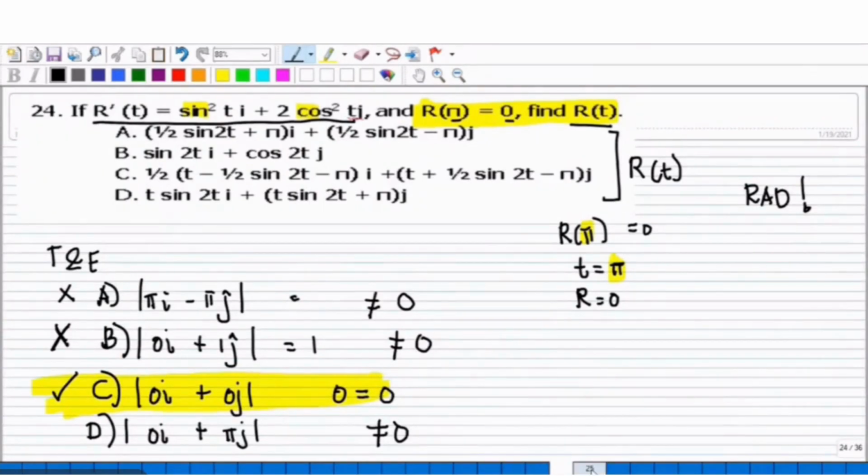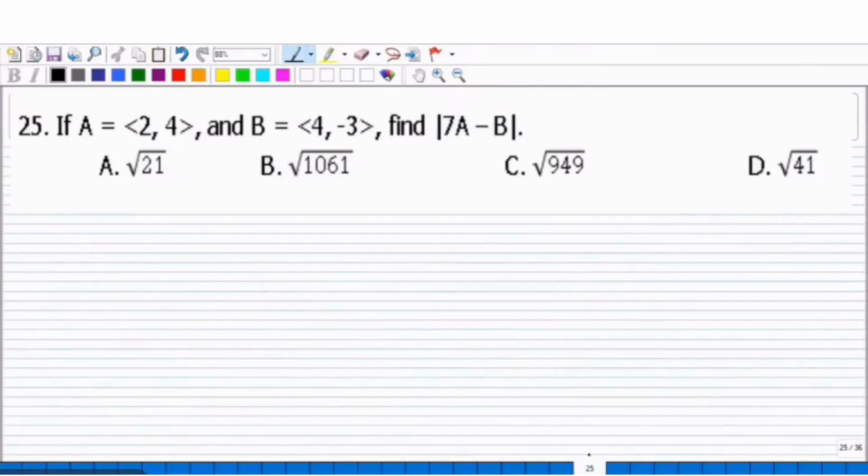Okay, so next tayo. So, number 25. If A is equal to 2, 4, and B is equal to 4, negative 3, find the magnitude of 7A minus B. Okay? So, anong gagawin natin dito? I-represent na lang natin to or i-declare as vector A. Tapos yung letter B natin, this is vector B.